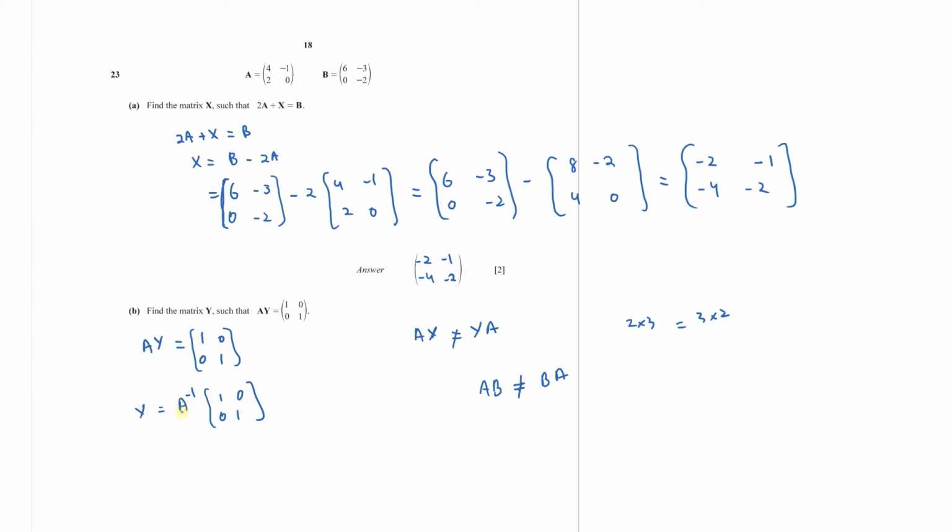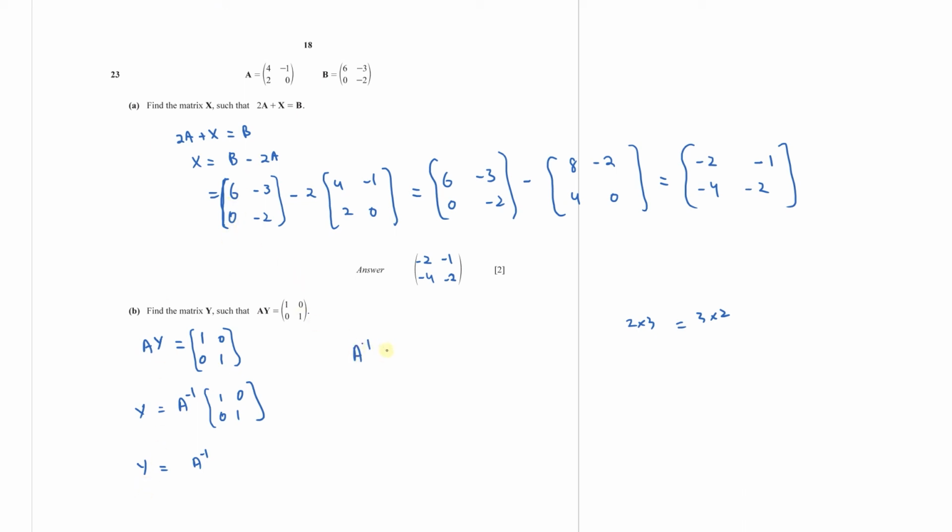And you know that if you multiply any matrix with the identity matrix, you get the same matrix back. So A inverse times the identity matrix will be A inverse. It's similar to how if you multiply anything by 1, so 3 times 1 is 3, 4 times 1 is 4. So similarly, A inverse times the identity matrix would be A inverse. So now I know that Y is equal to A inverse. So let me erase this here to make some more space. So I just need to find the inverse of matrix A, and that will be equal to Y.